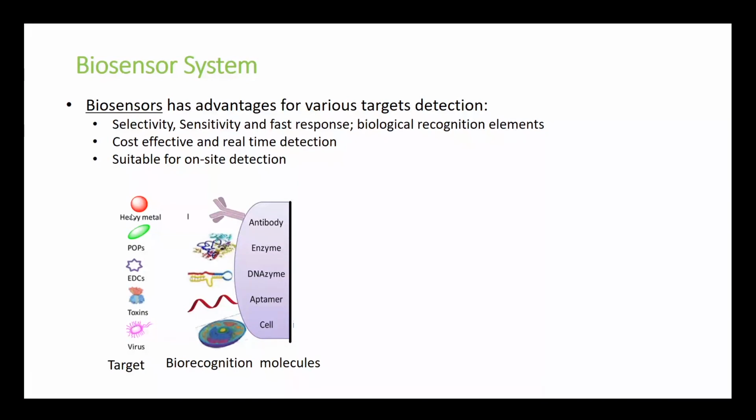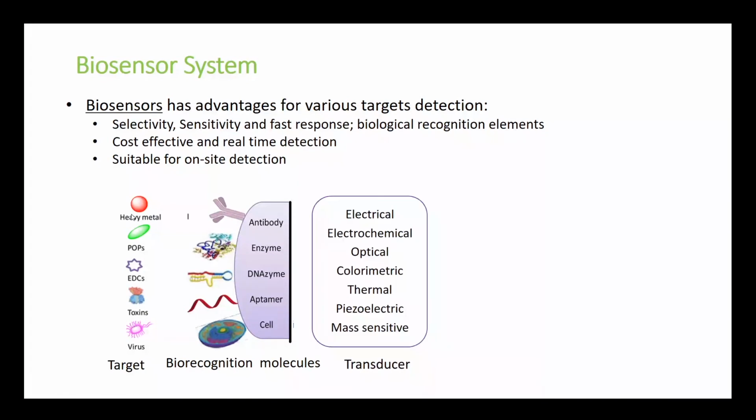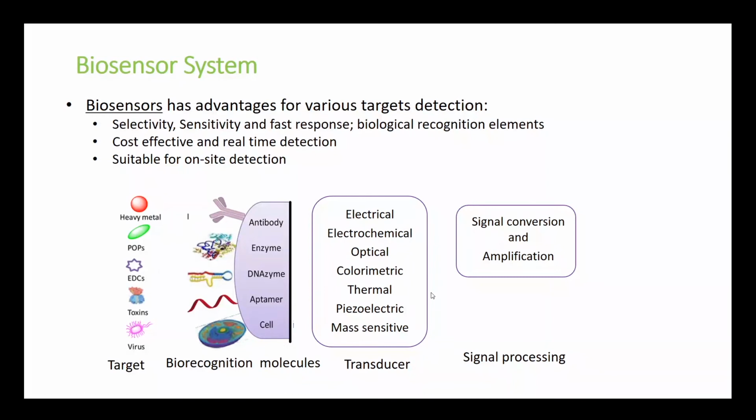So also in the biosensor system, we have a transducer mechanism. This mechanism just try to convert this sensing, this attachment between the biological molecule and target to a readable signal. This transducer system can be electrical, electrochemical, optical, colorimetric, or mass sensitive, or also there is a bunch of other transducer mechanism. So the biosensor is really combining of biomolecule transducer system.